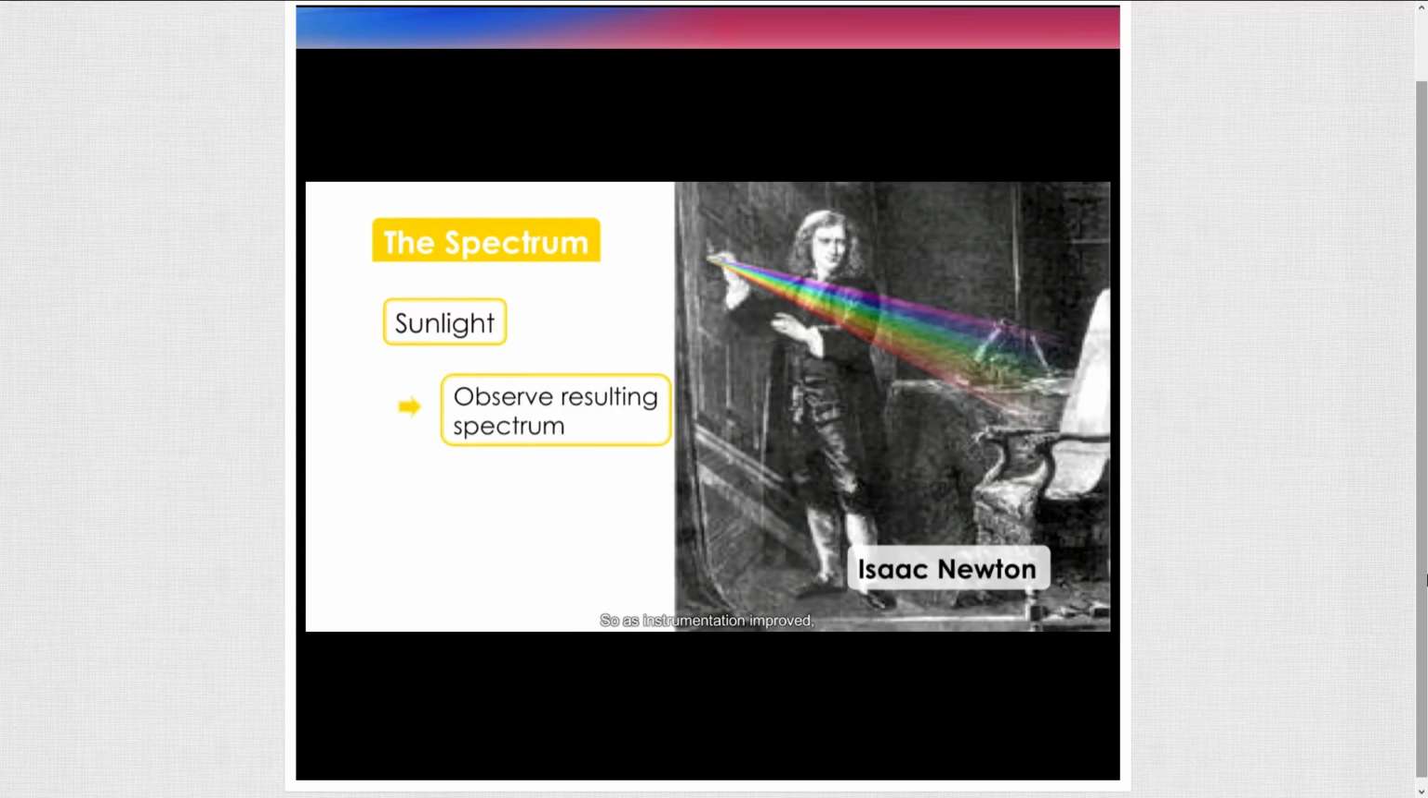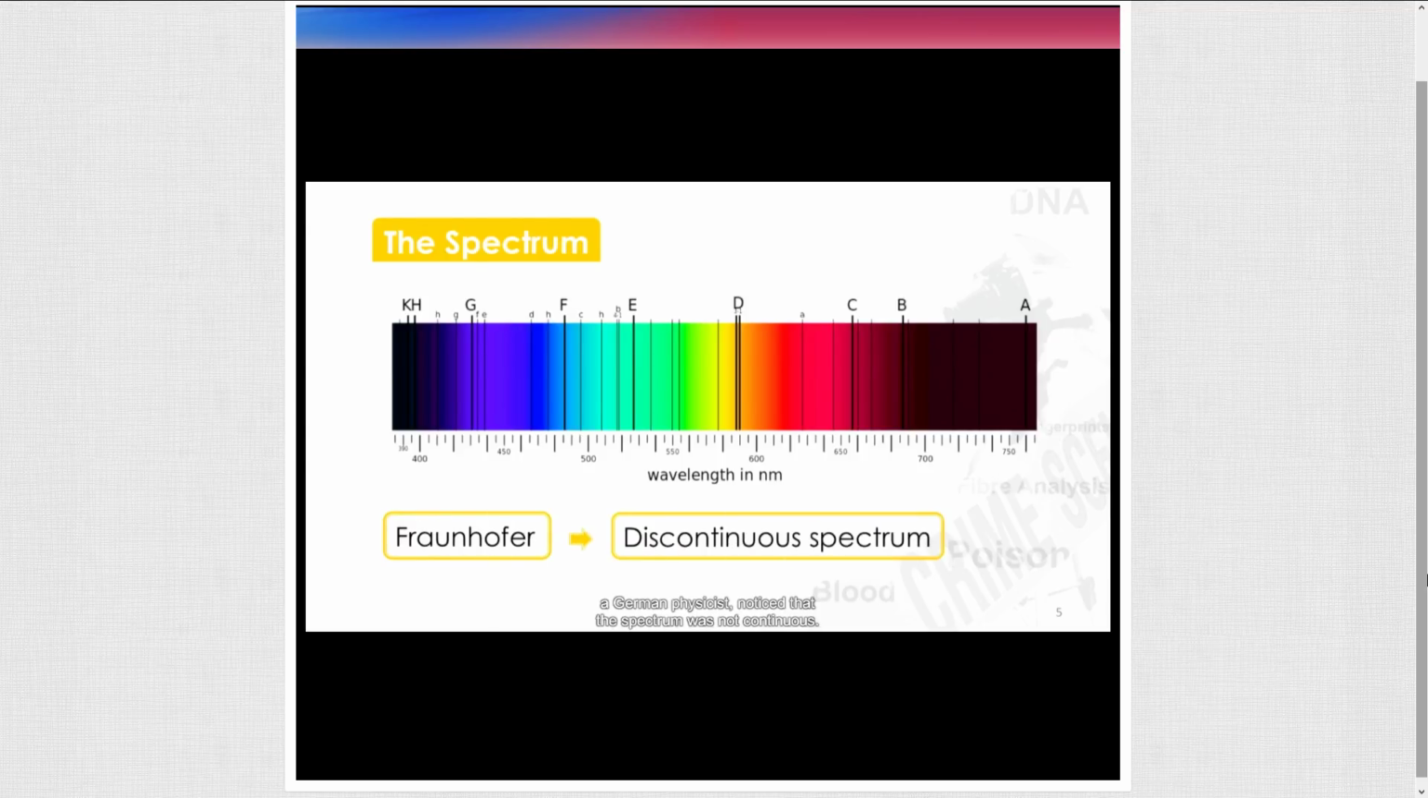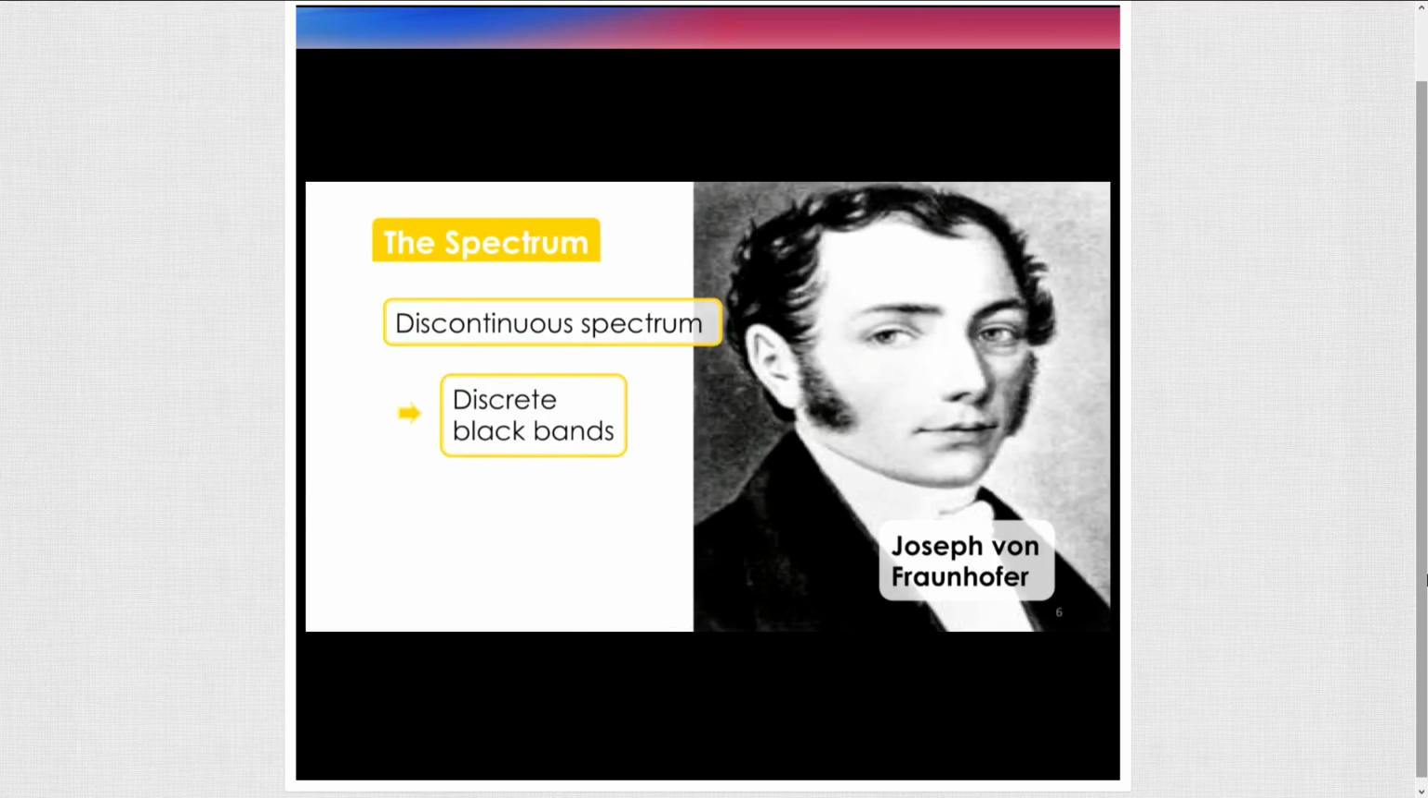So as instrumentation improved, something very strange was noticed in the spectrum that was obtained from sunlight. Looking very carefully at these spectra, Fraunhofer, a German physicist, noticed that the spectrum was not continuous. Within the spectrum obtained from the sun, there were discrete black lines, and people wondered why these lines existed. And it was realized that these lines were due to elements in the atmosphere of the sun, particularly hydrogen. So as the light came out of the sun, light at particular frequencies was being absorbed by hydrogen, and therefore these black lines were appearing at particular points in the spectrum.